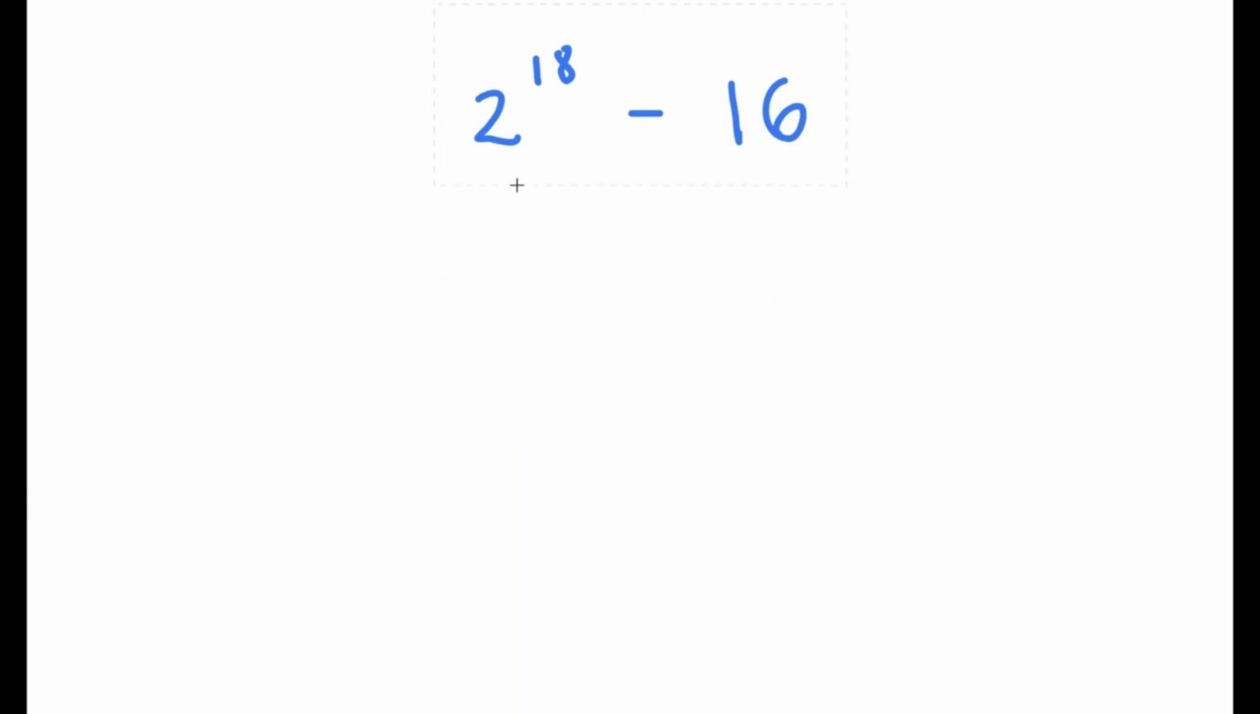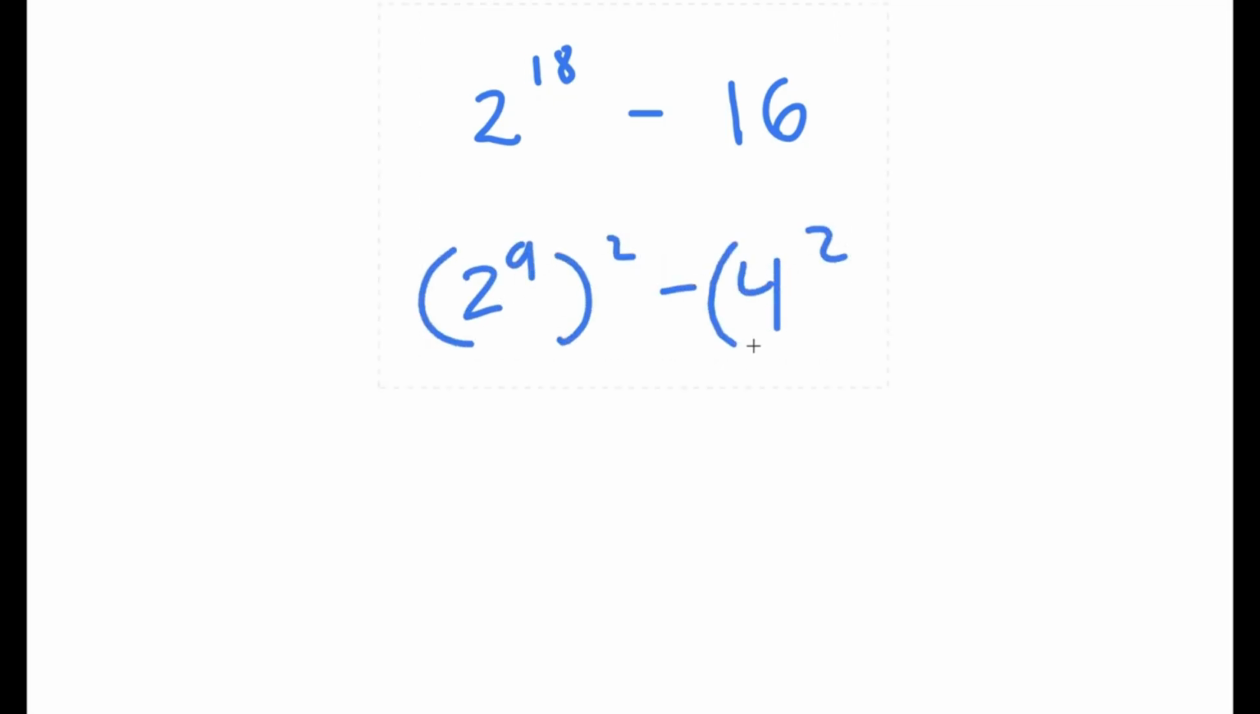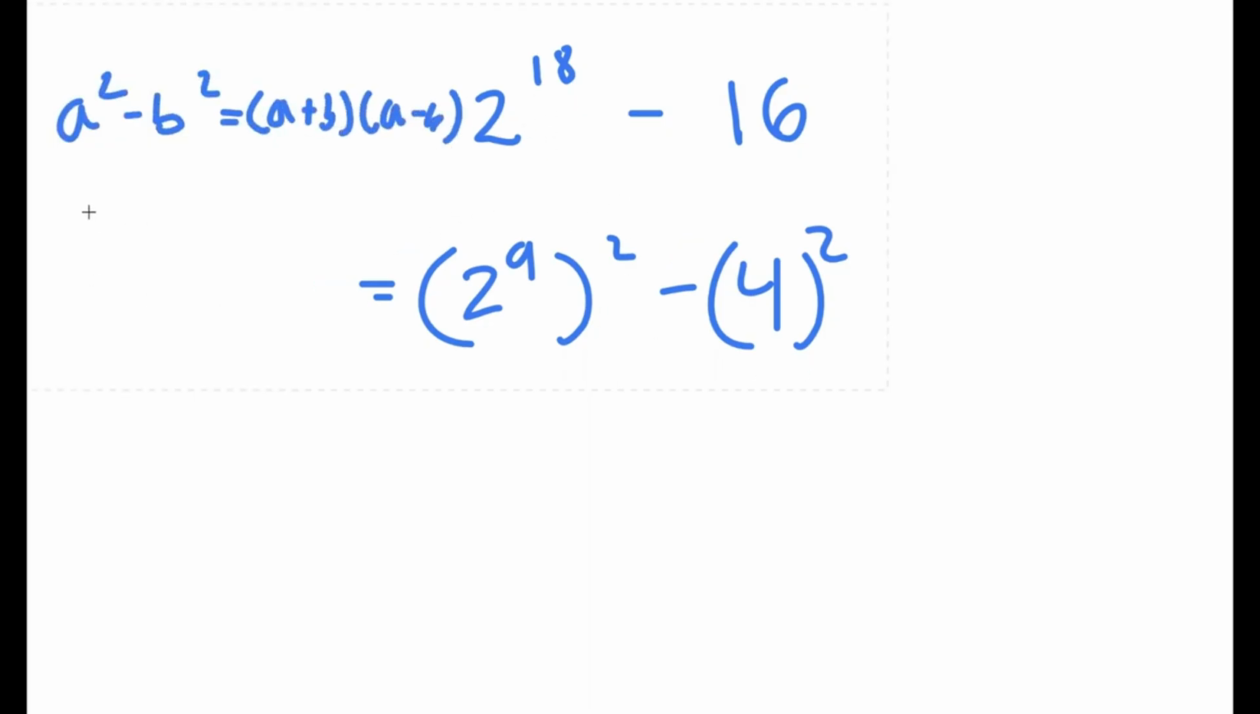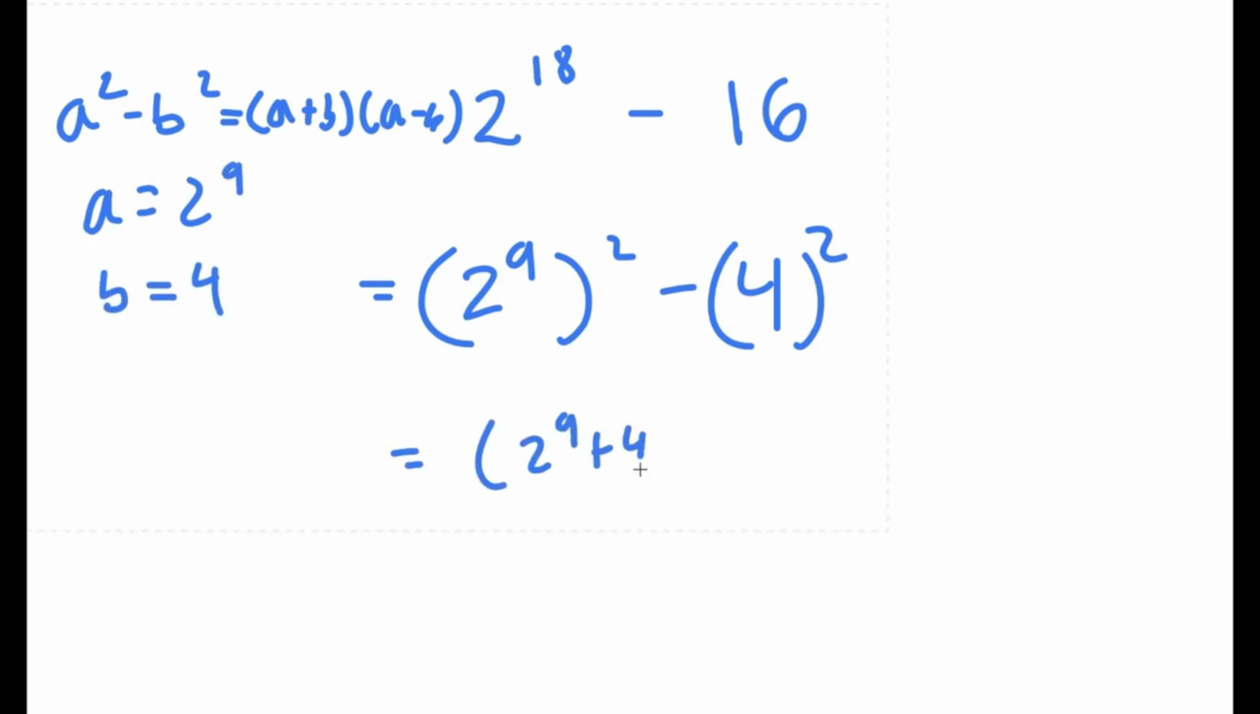I have 2 to the power of 9 to the power of 2 minus 4 to the power of 2. And remember, if I have something in the form a squared minus b squared, this is equal to a plus b times a minus b. In this case, a is 2 to the power of 9 and b is 4. So this is going to equal 2 to the power of 9 plus 4 times 2 to the power of 9 minus 4.